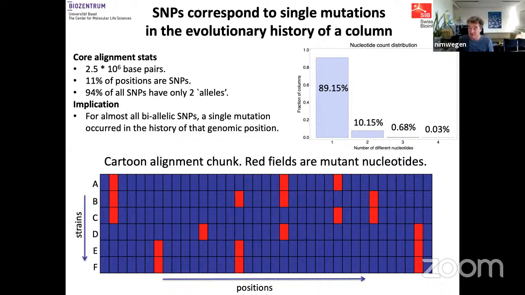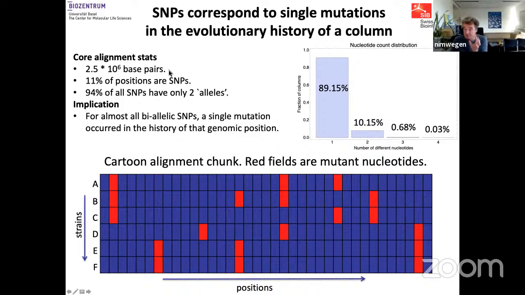But we can also do some analysis where we look at the whole alignment at once. And there, the main method that we're going to use is we're going to look at the patterns that exist in biallelic SNPs. So to give you some relevant numbers, the core alignment that we have is about 2.5 megabases long. And of these positions, almost 90% are completely conserved. Every strain has the same letter. And there are 11% of positions that are SNPs, where there is polymorphism.